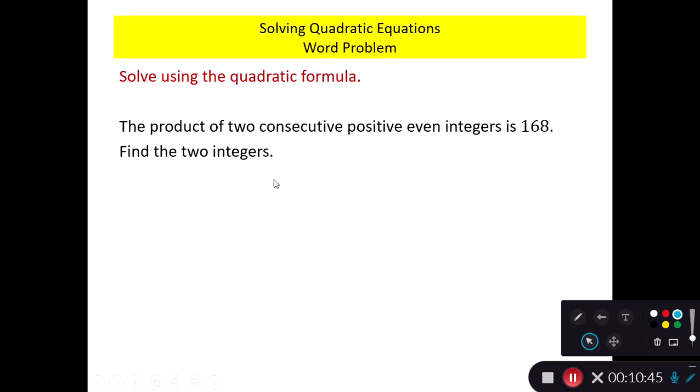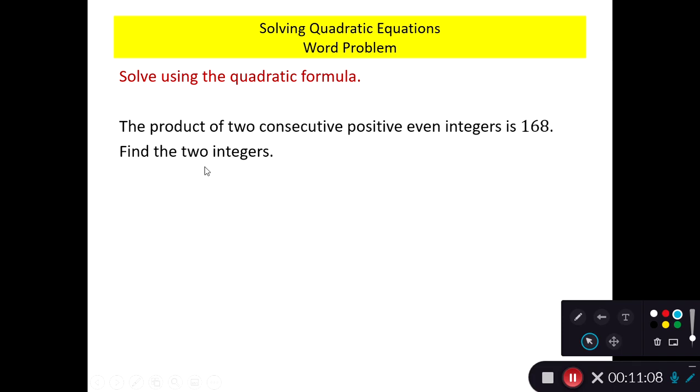All right, last word problem. We're solving using the quadratic formula. The product of two consecutive positive even integers is 168. So somewhere here you know you're going to write an equation, because "is" means equal, and 168. Find the two integers. All right, so we're going to look for two integers.